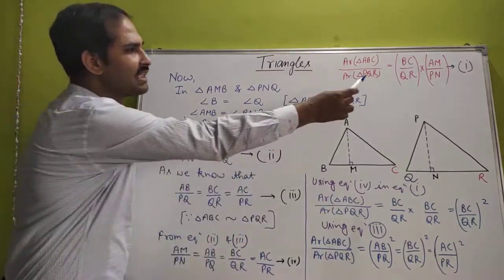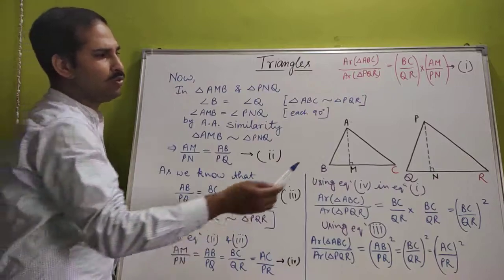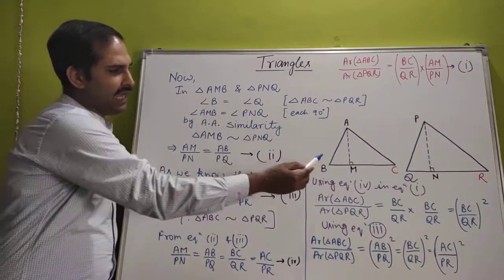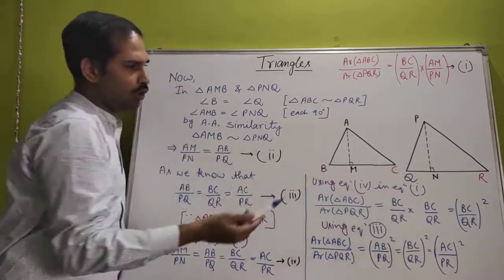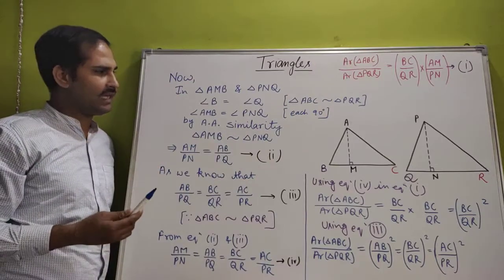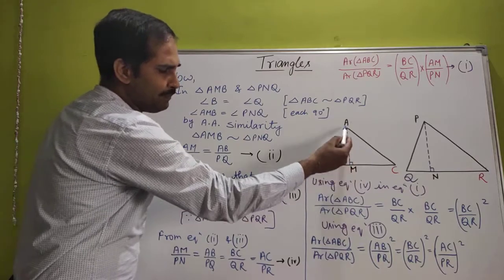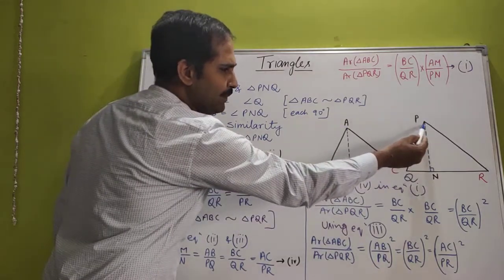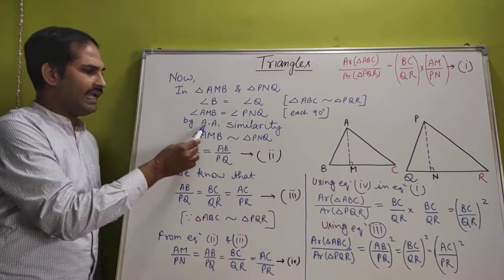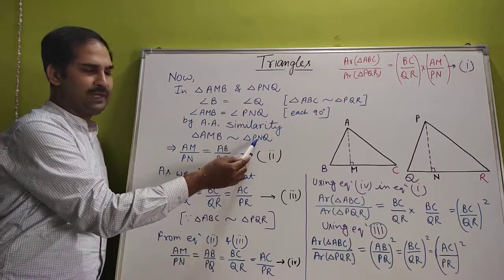Now after equation number 1, let us try to prove triangle AMB similar to triangle PNQ. We can see here angle B is equal to angle Q, because triangle ABC is similar to triangle PQR, so their corresponding angles are equal. Also angle AMB is equal to angle PNQ because each is 90 degrees. So by AA similarity, triangle AMB is similar to triangle PNQ.